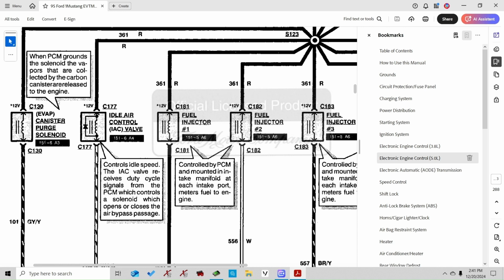The IAC valve can be clogged up with carbon. It could be bad. They just kind of bind and they return very slow. But more times than not, I've had guys tell me I changed the IAC valve 5 times and it still does it. It's because of that wiring. It's not necessarily the IAC.